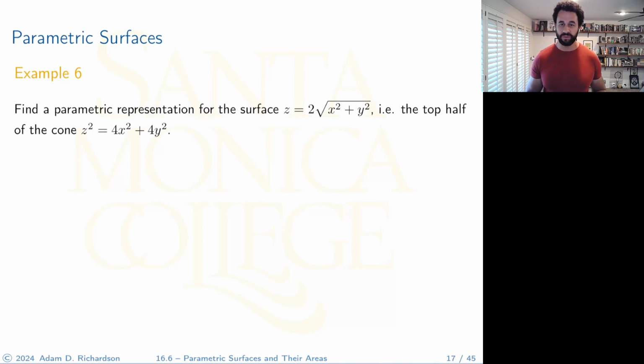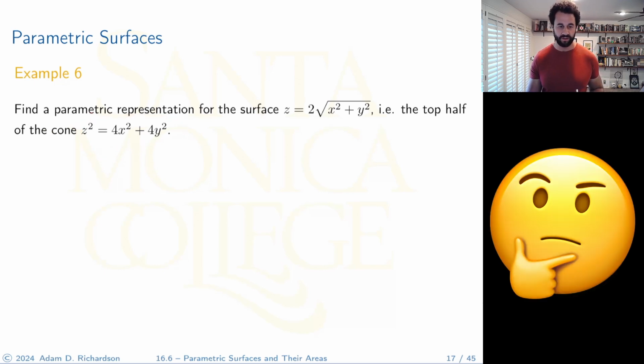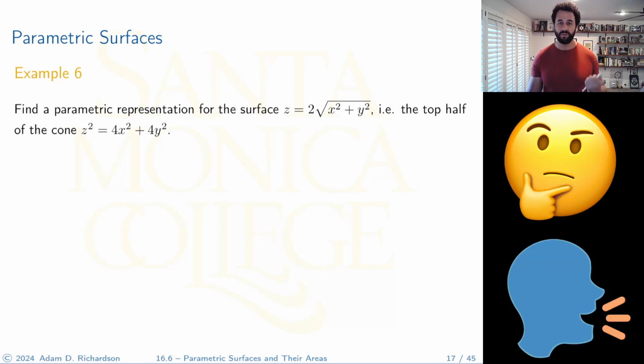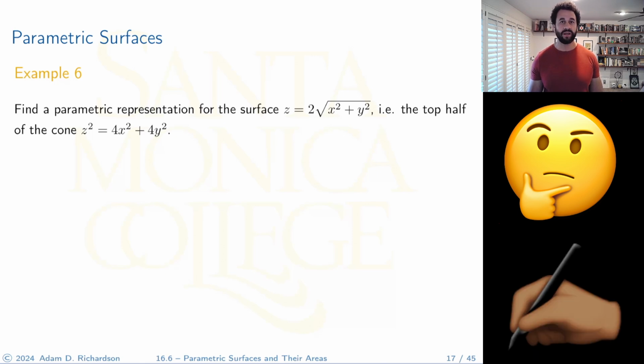So find a parametric representation for the surface z equals 2 times the square root of that stuff. This is the top half of this cone. So this one I do want you to try on your own as well. So think about it for a minute. Now say something out loud about what you could do to start, what's going to help you out. Okay. And now try to work it out on your own.